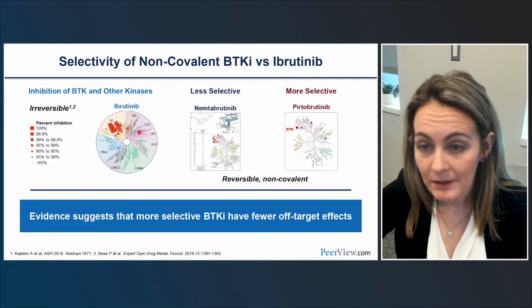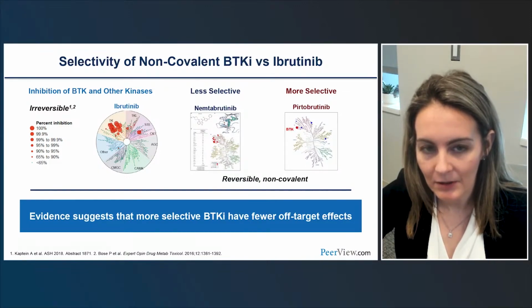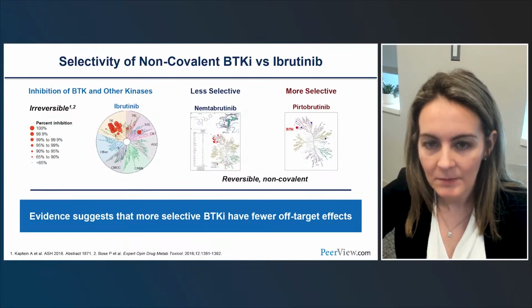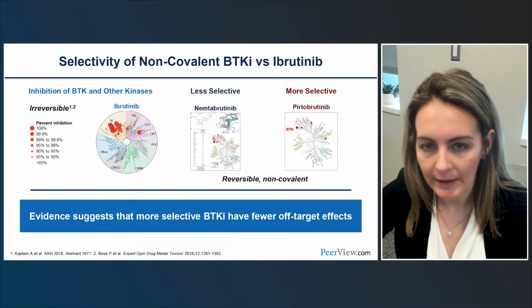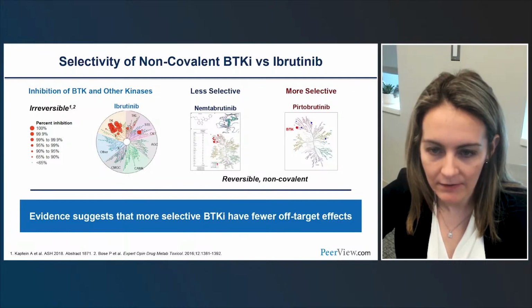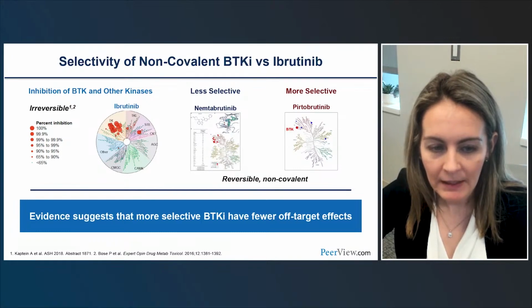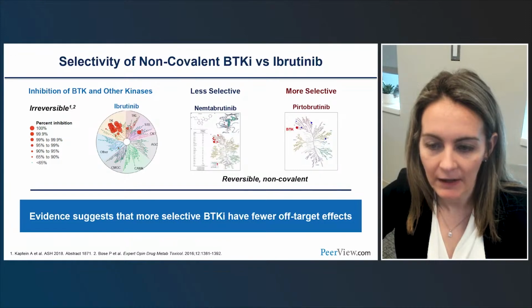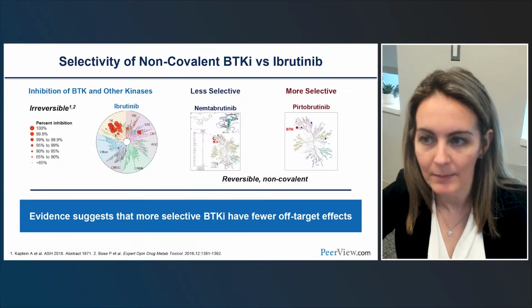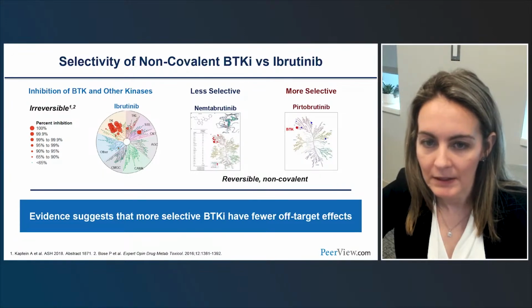You'll see that pirtobrutinib is very selective for BTK, more selective compared to ibrutinib. And then you'll see that nemtabrutinib with the kinome plot is a less selective non-covalent BTK inhibitor when we compare that to pirtobrutinib. And evidence suggests that more selective BTK inhibitors have fewer off-target effects. Again, the clinical data here is all in development, and we don't have any randomized data right now, but we'll review the safety data we have so far for pirtobrutinib and nemtabrutinib.